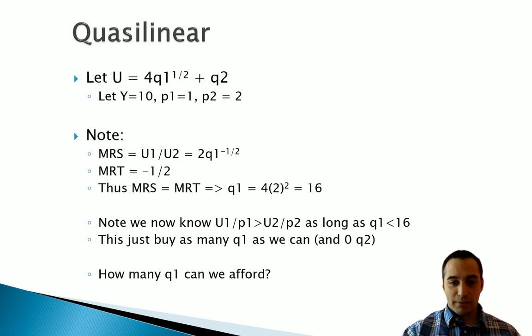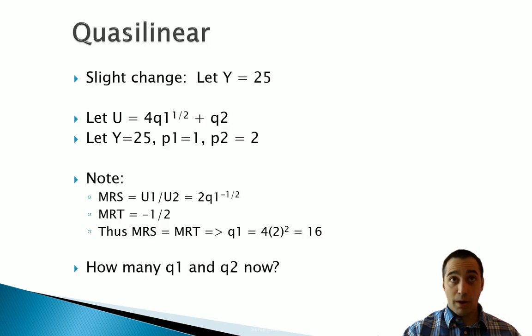That's right, 0 units. So my solution to this problem is just, well, q1 gives me better bang for the buck until I can afford 16 of them. I cannot afford 16 of them, so I should just spend all my money on good 1. Let's change this one slightly.